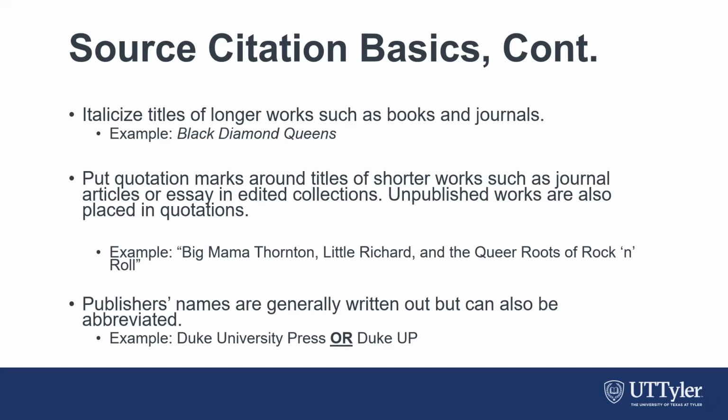Publishers' names are generally written out, but they can also be abbreviated. A lot of times the books you will cite are academic books or from publishers who veer towards that sphere of the reading world. For example, Duke University Press. Personally, I think you should write it out, but you could also do Duke UP. There's no right or wrong answer to that. That's up to the writer and of course your professor. But I always think, when in doubt, just write it out, and that kind of rhymed, so that's pretty cool. But either way is correct.